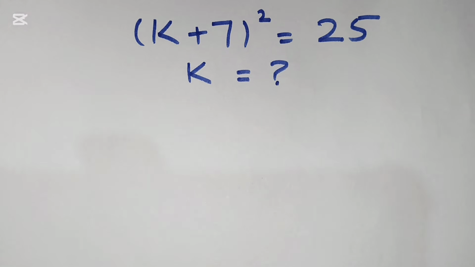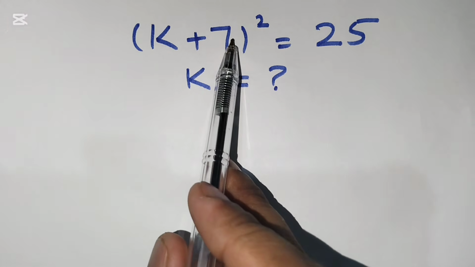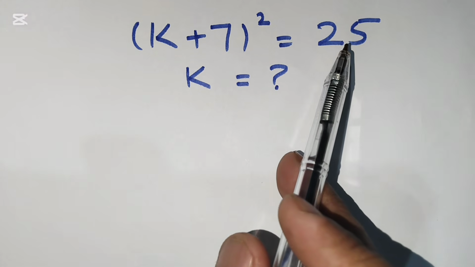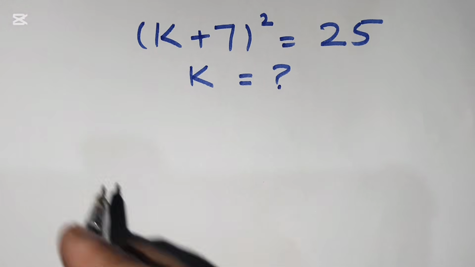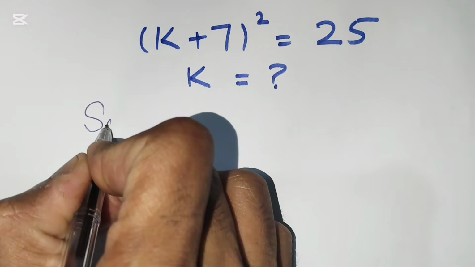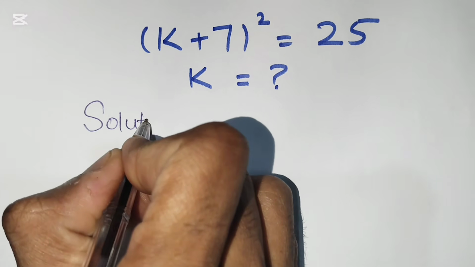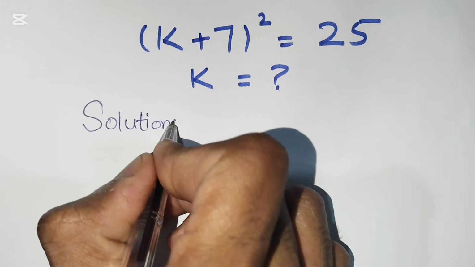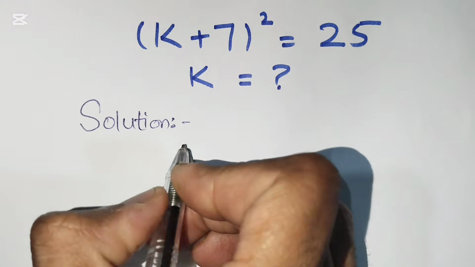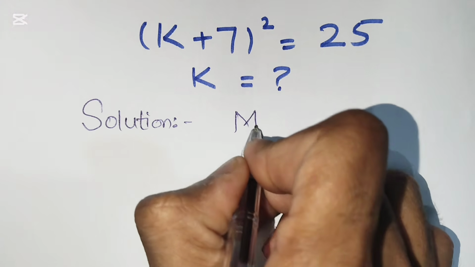Can you solve this equation in 10 seconds? We will start the solution of this question. (k + 7) whole square equals 25. There are three methods to solve this question. The third and last method is the fastest and simplest. We start with method 1.